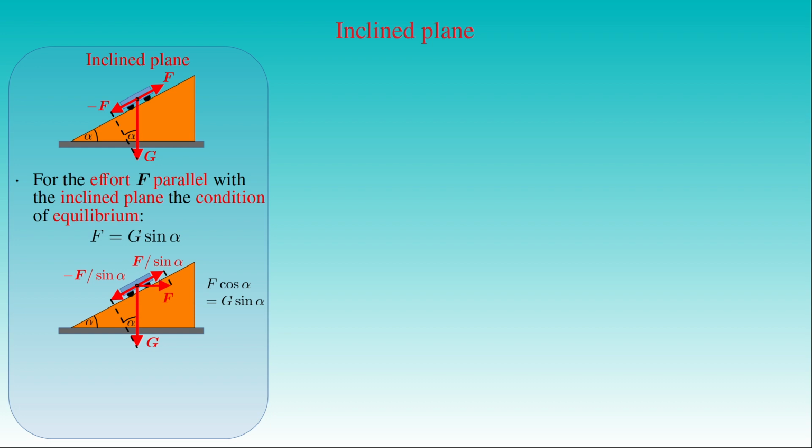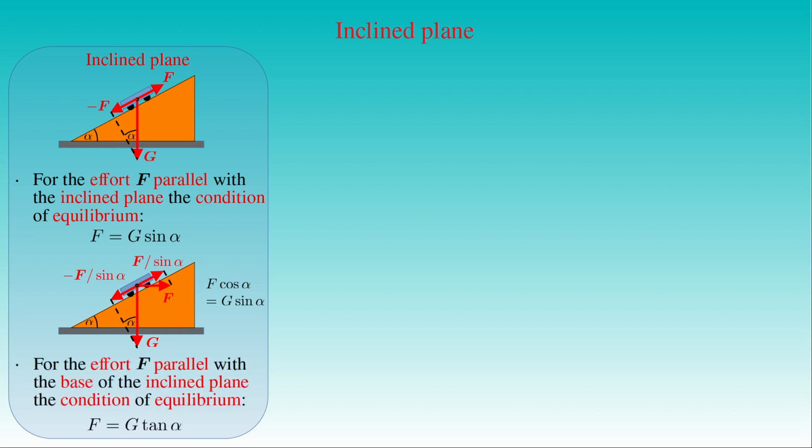As a result, the condition of equilibrium is given by the equation stating that the magnitude of the effort F is given by the magnitude of the load G times tangent alpha. These two cases show that the mechanical advantage of an inclined plane is either equal to the reciprocal of the sine of its inclination angle alpha, or the cotangent of the angle alpha.